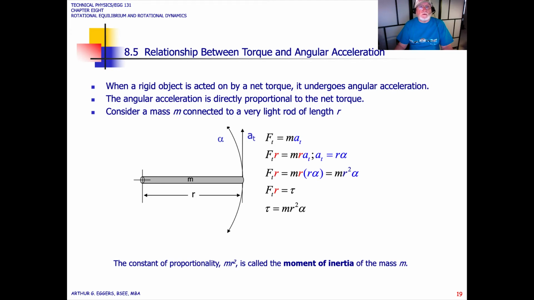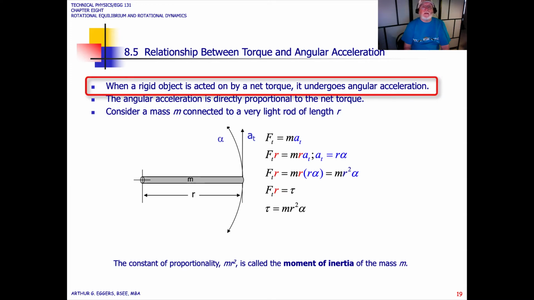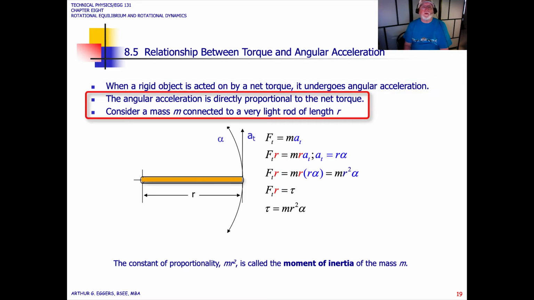So let's move on to the relationship between torque and angular acceleration. Again, as we said, we've seen linear acceleration. Let's see what happens when we take into account objects moving in rotation, or about some rotational axis. When a rigid object is acted on by a net torque, it undergoes angular acceleration. The angular acceleration is directly proportional to the net torque.